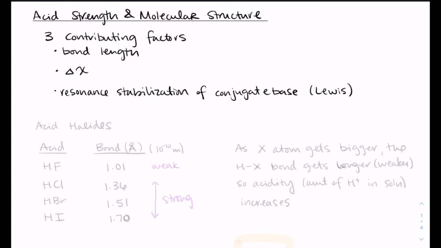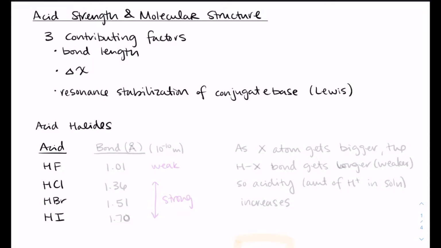Now, this is specifically going to address acids, but you can apply most of these things to bases as well. So, acid strength and molecular structure, there are three contributing factors. One is bond length, one is the difference in electronegativities, and the other is resonance stabilization of the conjugate base. Well, if we're going to have resonance anything, we need resonance structures, which means we need Lewis structures. So we will be bringing that back.